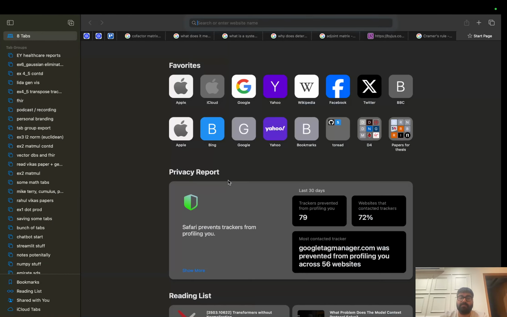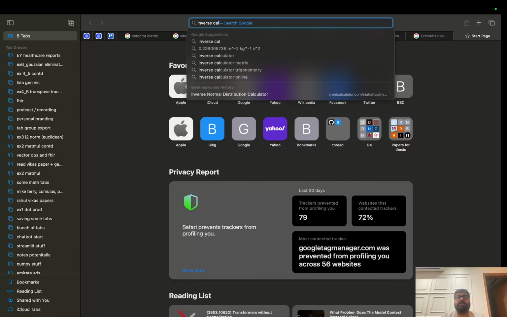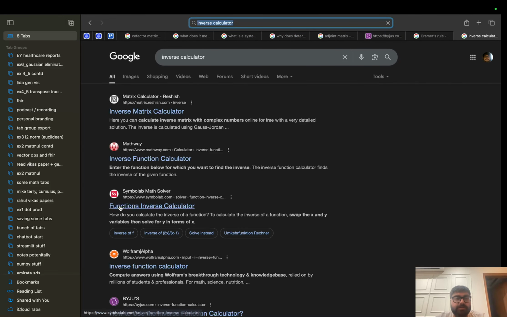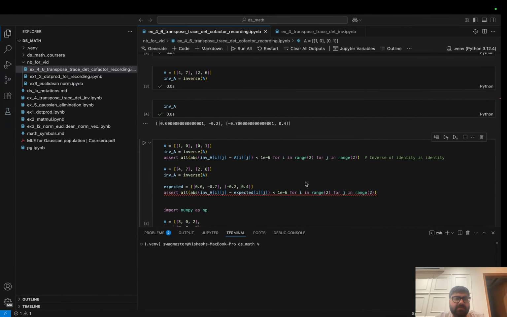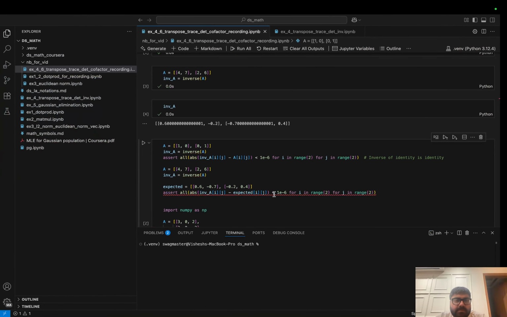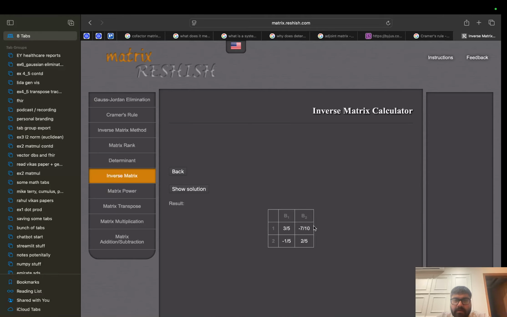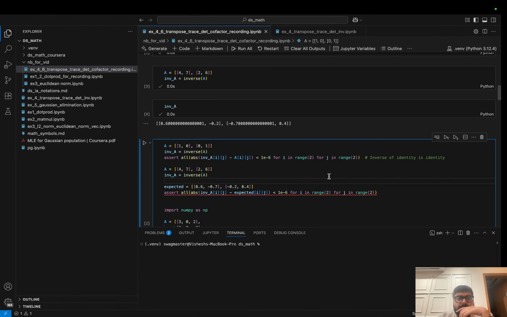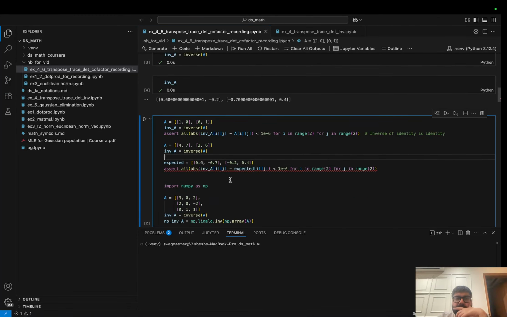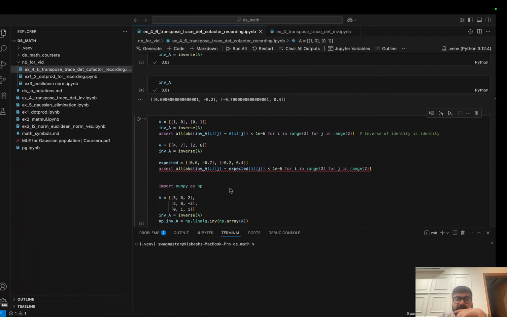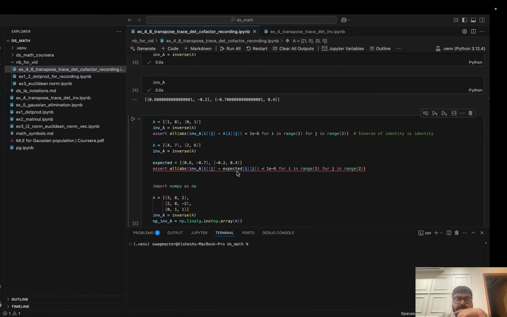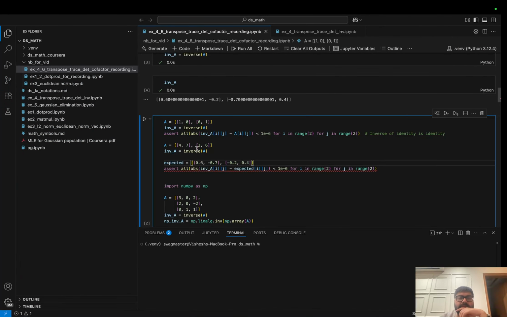Well, let's just look up an inverse calculator, because this could have been an issue when we generated this and that I somehow missed, because the matrix dimensions are 2, yes, set matrix. It's 4, 7, 2, 6. Calculate. 3/5. Okay, 0.6 is 3/5, yes. Negative 7/10, negative 1/5, 0.4, 2/5. Yeah, okay, so this is correct.